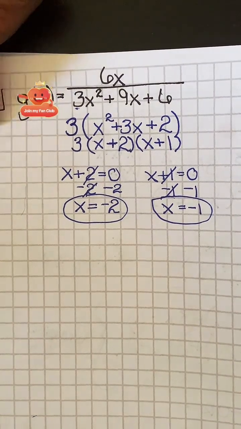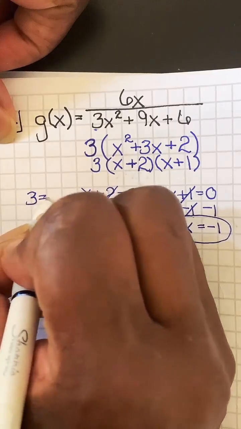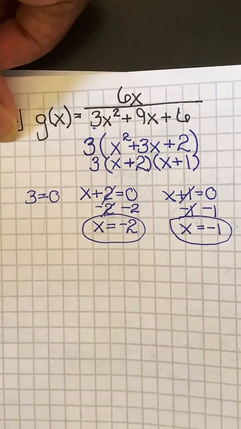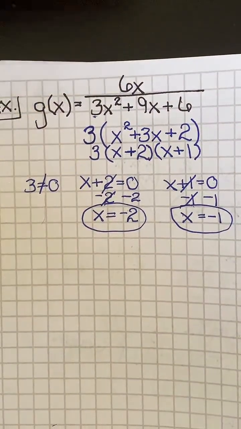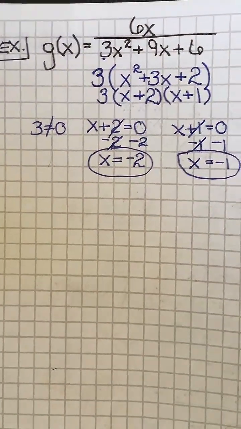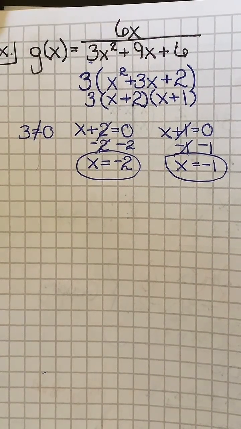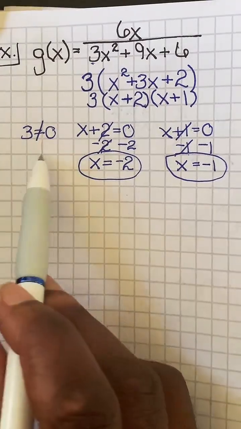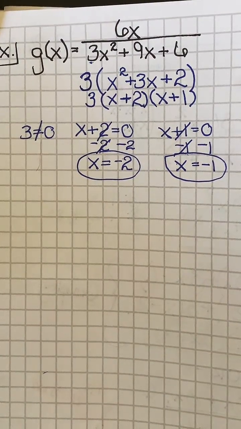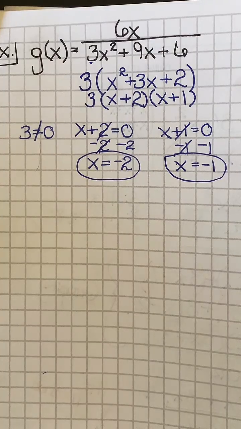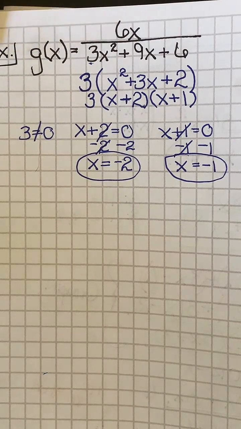Okay? So with the 3, if I set the 3 equal to 0, can 3 equal 0? No. If so, don't tell anybody, because the government's coming after you to get the money back. Because that's not going to give us a true statement at all. So that's why we just focus on those two.